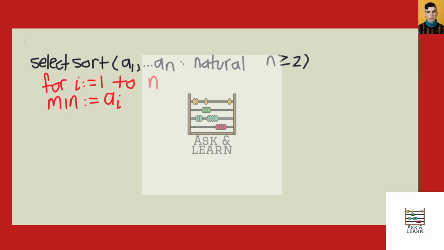Okay, and then we're going to iterate again. And this time we want to iterate through one element up to the end of the list. And this is so we can find our least element. And so what we want to do is compare.